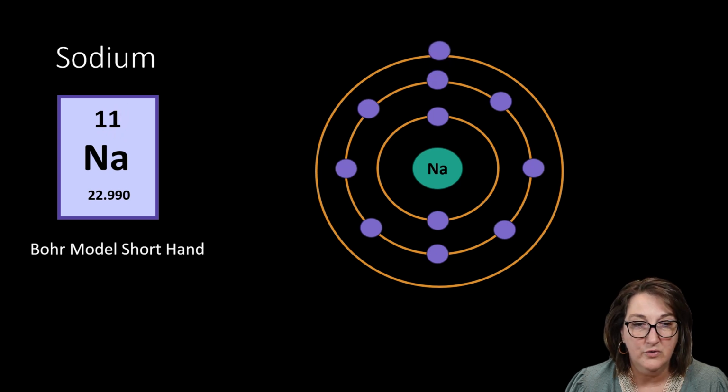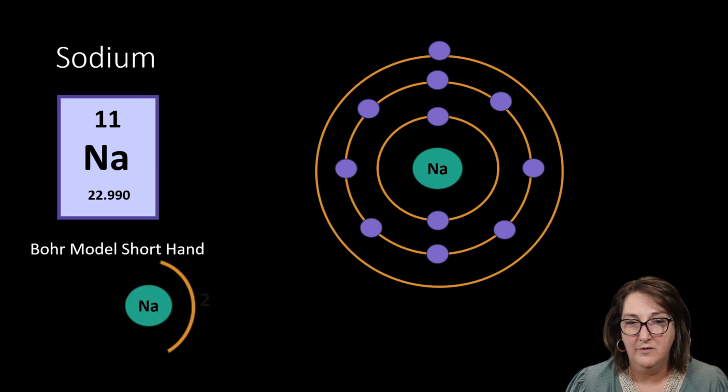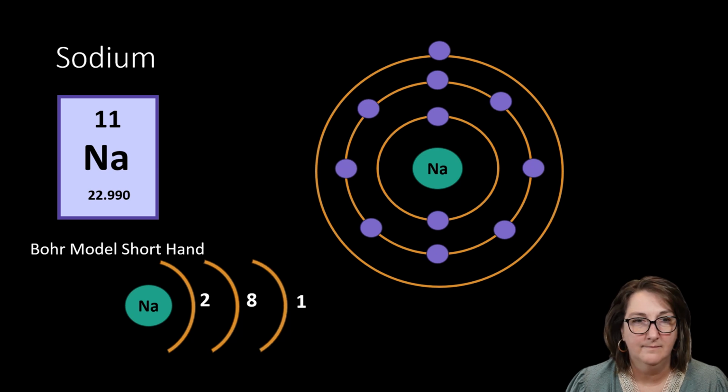If I do Bohr model shorthand, take a second and write that out. I'd have my first ring of 2, second ring of 8, and third ring of 1.